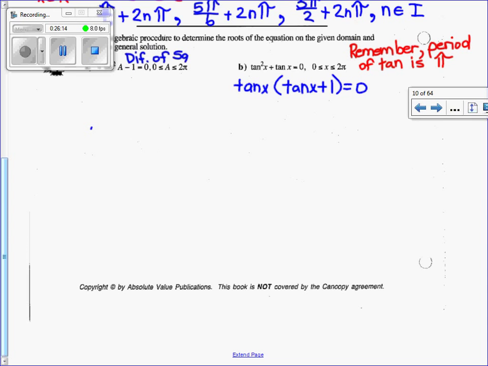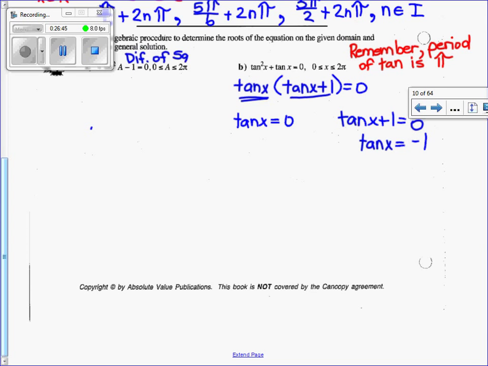And so that means, remember, this is one factor that equals 0, but this is also one factor that equals 0. So tan x equals 0, and tan x plus 1 equals 0. So tan x equals 0 is done for us. This one, I just have to subtract 1 from both sides. So tan x equals -1 or tan x equals 0.